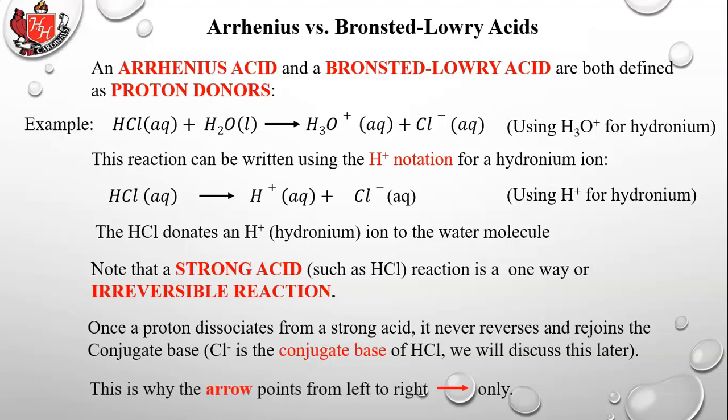So this is why the arrow points from left to right only. It is not a reversible reaction. You'll never have that proton jump back onto the Cl- and become a hydrochloric acid molecule ever again. Once that hydrogen leaves, it's never going to come back to the Cl-. That's the definition of a strong acid.